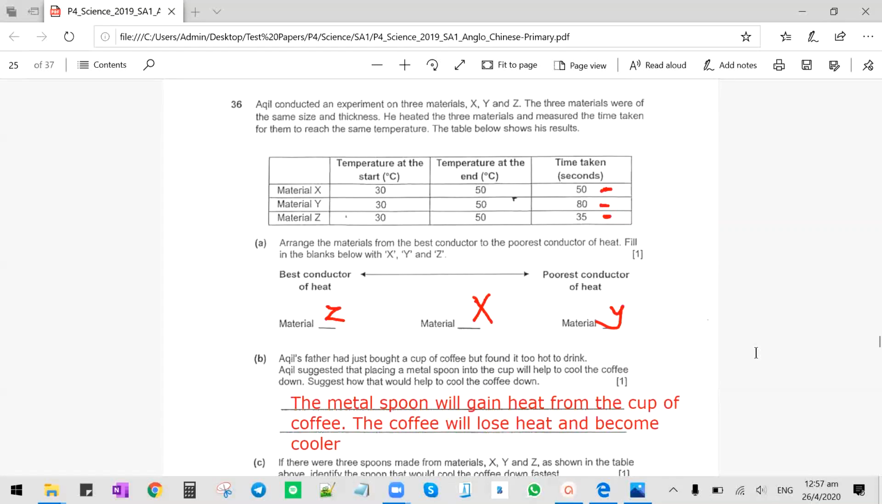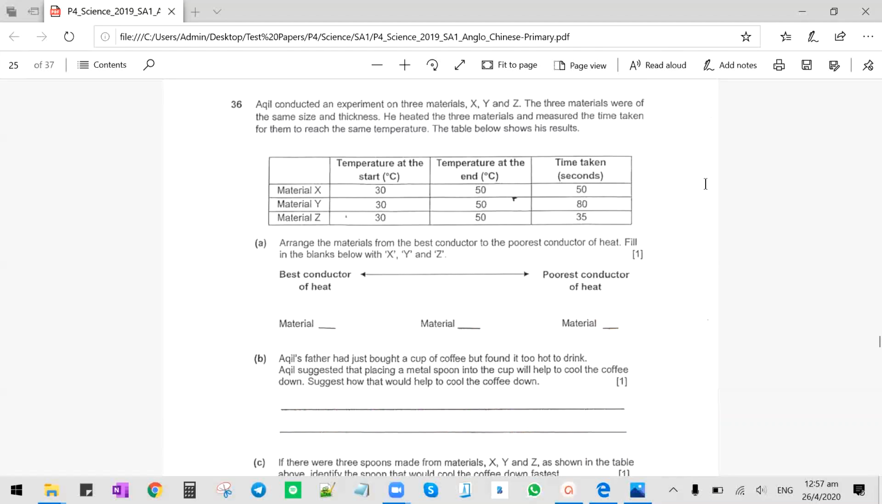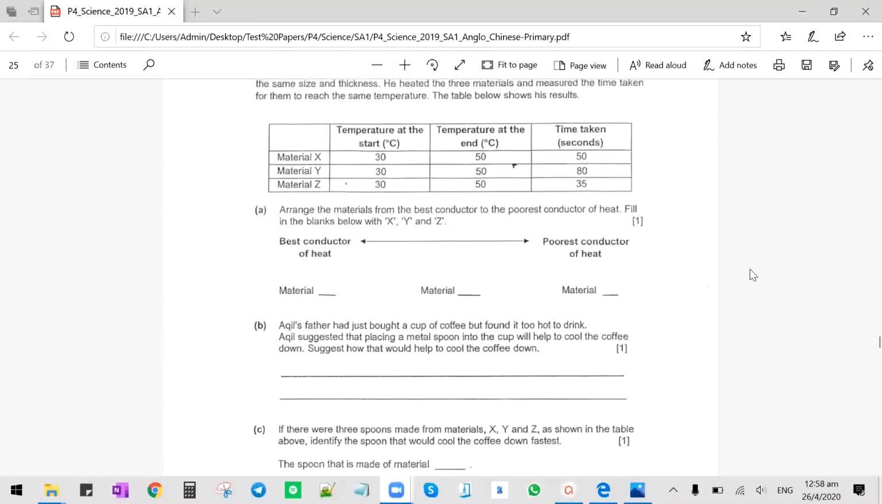If there were 3 spoons made of material X, Y, Z as shown in the table above, identify the spoon that will cool the coffee down the fastest. Which one will cool the coffee down the fastest? You want the best conductor, right? Which is none other than Z. Okay? Answer is Z.